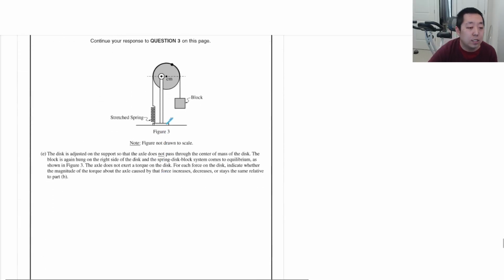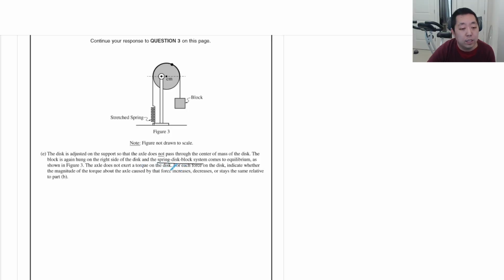The disk is adjusted so that on the support, the axle does not pass through the center of the disk. The block is again hung on the right side, and the spring disk block system comes to equilibrium, as shown in Figure 3. The axle does not exert a torque on the disk. I don't know why they told you that, but that is true. The axle is not going to exert a torque on it, I guess. Well, okay. It could, I guess, theoretically.